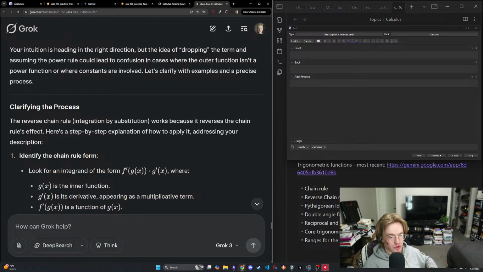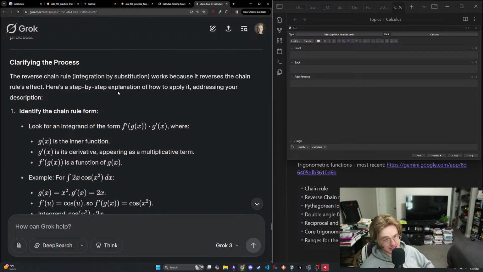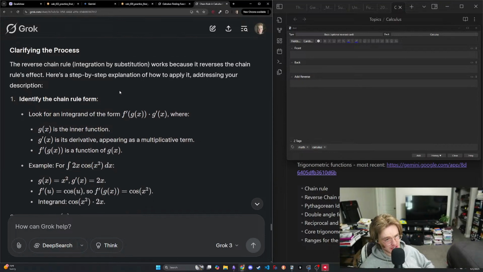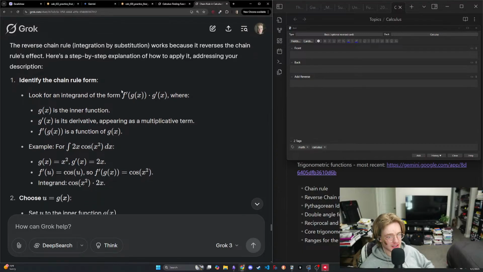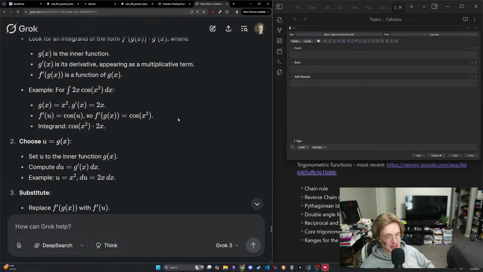The reverse chain rule, integration by substitution, works because it reverses the chain rule's effect. Here's a step-by-step explanation of how to apply it, addressing your description. Identify the chain rule form. Look for an integrand of the form f prime of g of x multiplied by g prime of x, where g is the inner function.